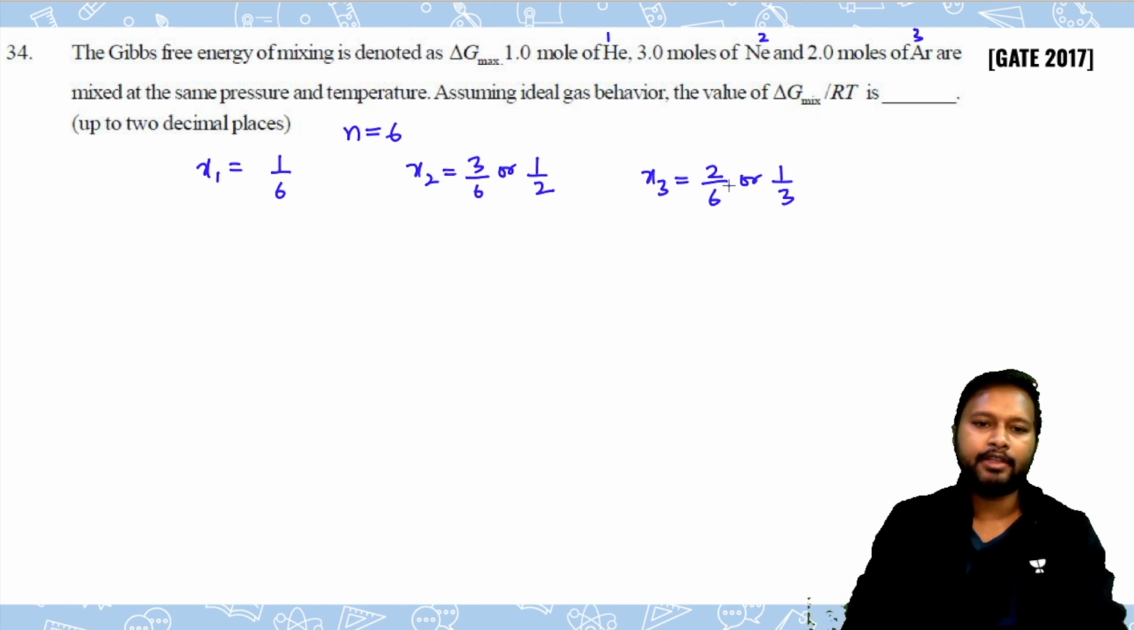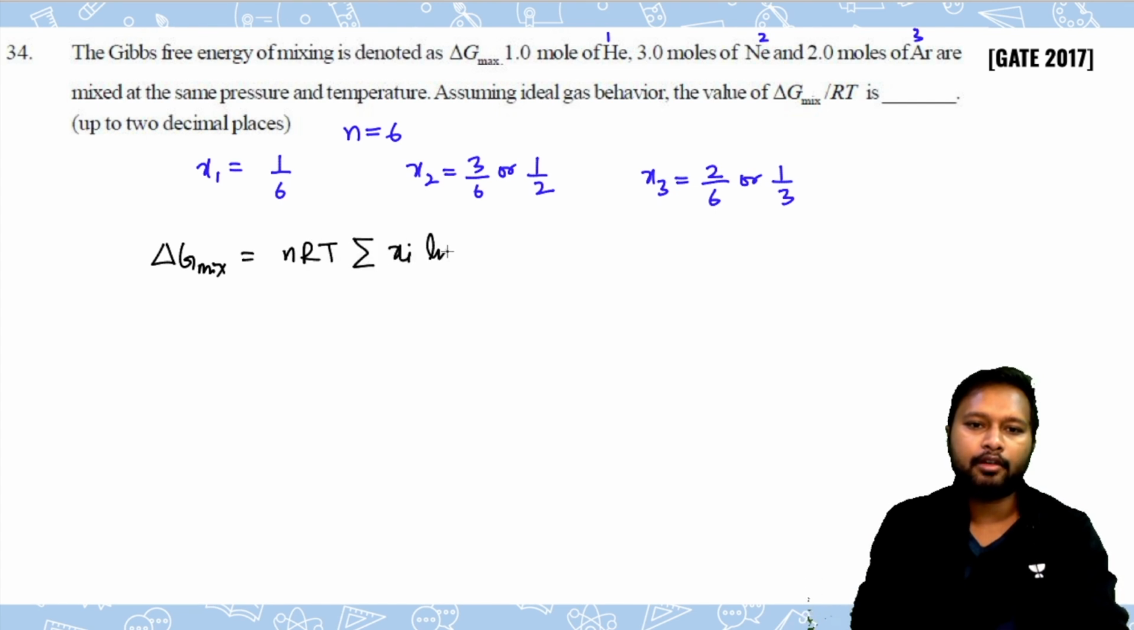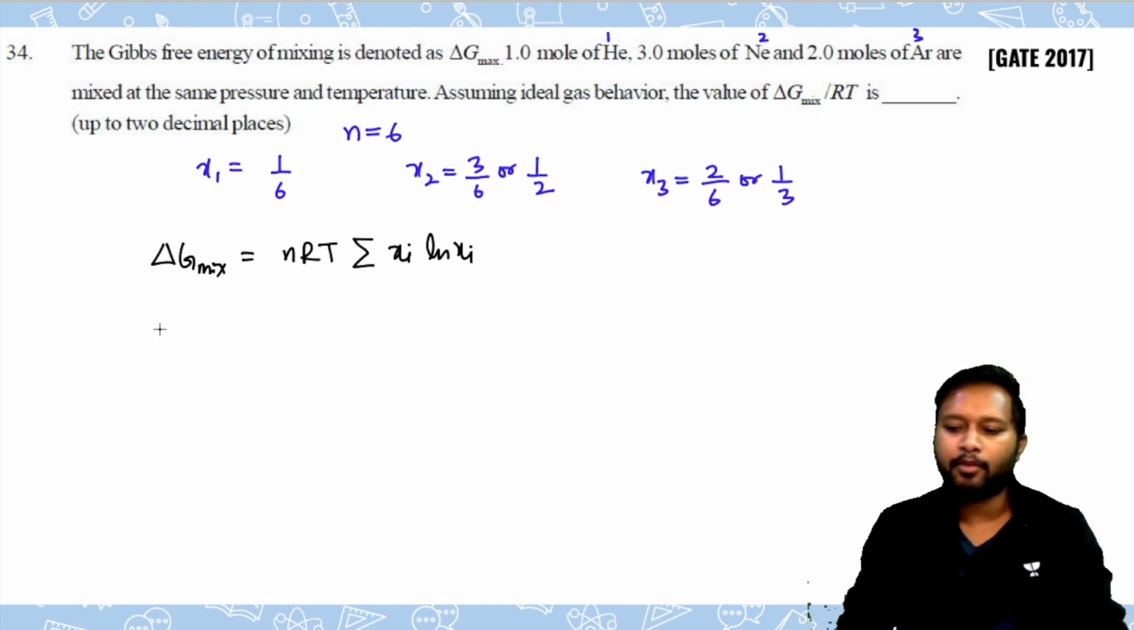Now once I have all of this, I have to put in the formula for delta G of mixing. Delta G of mixing is given to us as nRT sigma xi ln xi. So the formula over here you have to be very careful. It's nRT sigma xi ln xi. We just have to find out delta G mixing upon RT. That's what we have to find out.